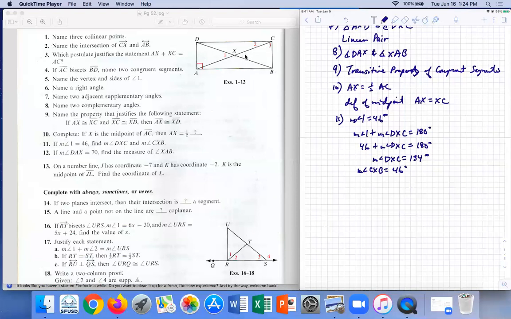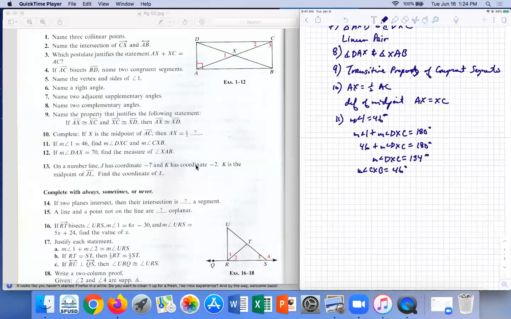If you didn't use the vertical angles theorem, how are angle 1 and angle CXB related? The proof is to know that these form a straight angle, so they're supplementary. These two form a straight angle, they're supplementary as well. If these two angles have to add up to 180, these two angles have to add up to 180. Since they both contain CXD, these two angles have to be the same, right?